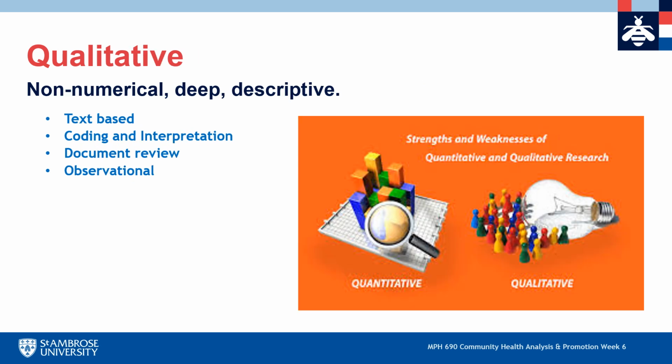Qualitative is non-numerical. It's deep and descriptive. It's textual analysis, coding and interpreting what people are saying. It can be looking at documents and reviewing them, trying to find common themes and policy documents. It can be observational as well, using checklists or notes-based formats with appropriate categories for recording events.